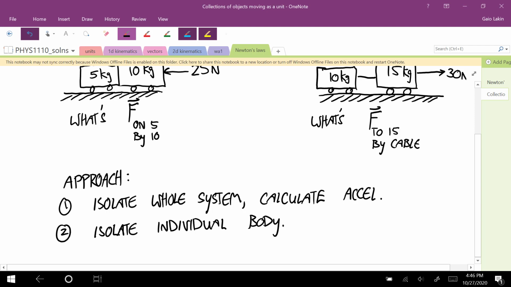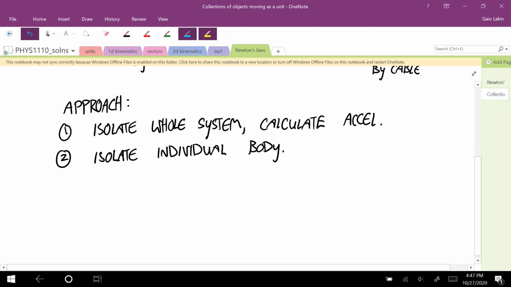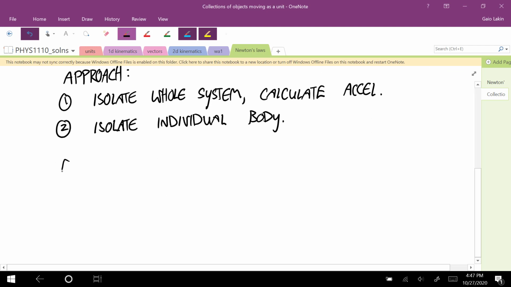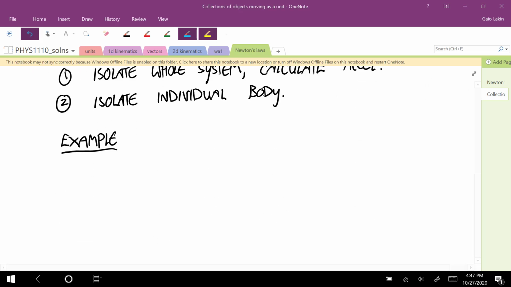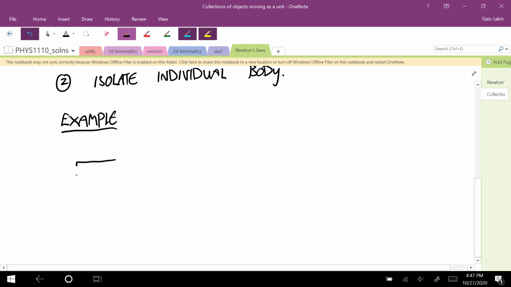Okay, so I'm going to do both of the two example problems above, and I want you to look for this approach as I'm doing it. I'm going to start by isolating the whole system, find the acceleration, and then I'm going to isolate the individual body, and I'm going to use the acceleration that I got in the first step. Okay, so for the first example, I'm going to do the one that I drew right up here with the 5 and 10 kilogram and the 25 Newton force.